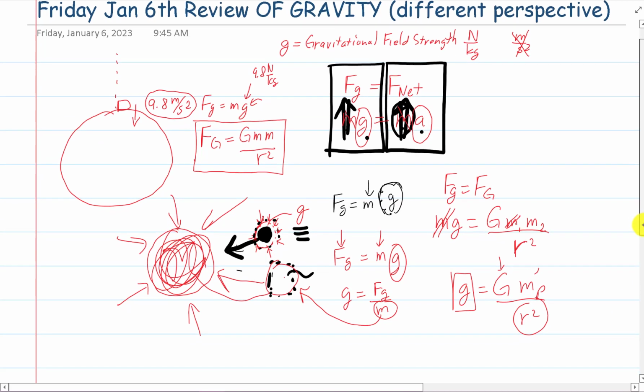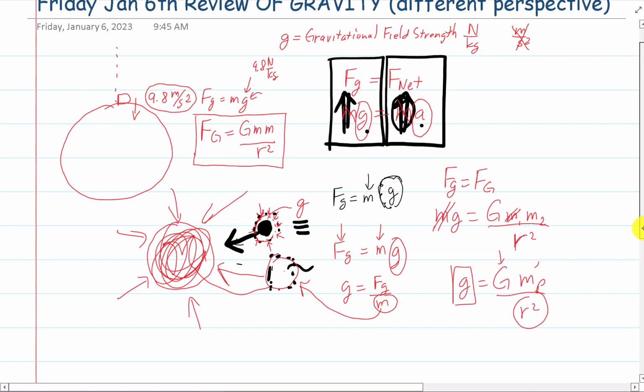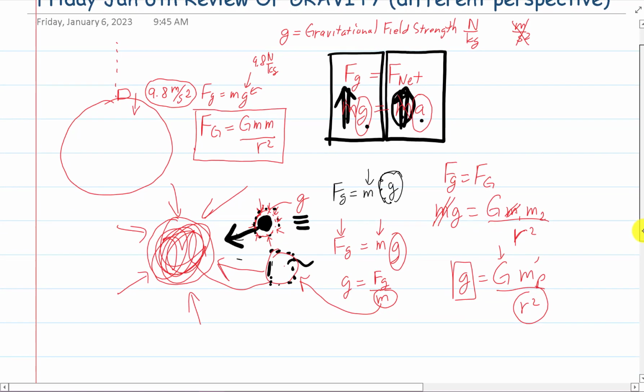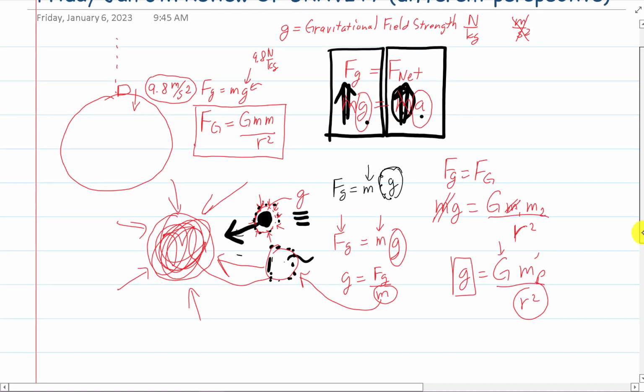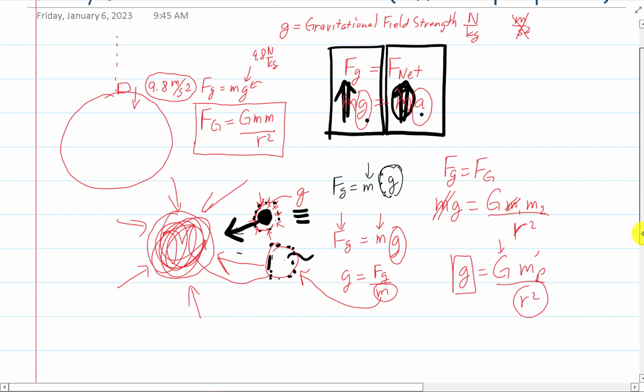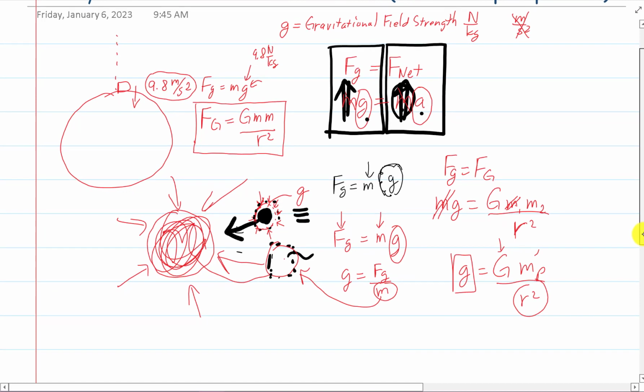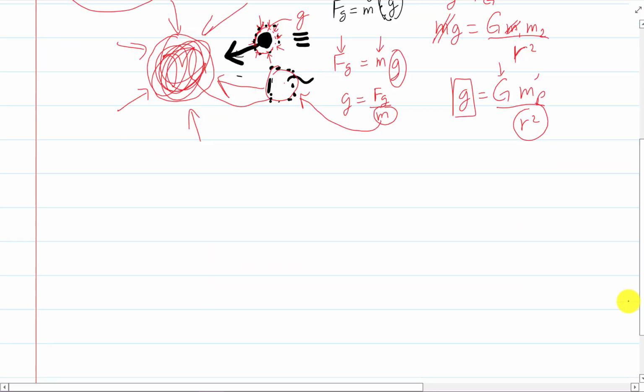So a gravitational field strength is the potential to apply a force to an object. If I put a mass there, boom, force is there. That's one aspect, a new viewpoint at it. We can also bring that to potential energy as well.